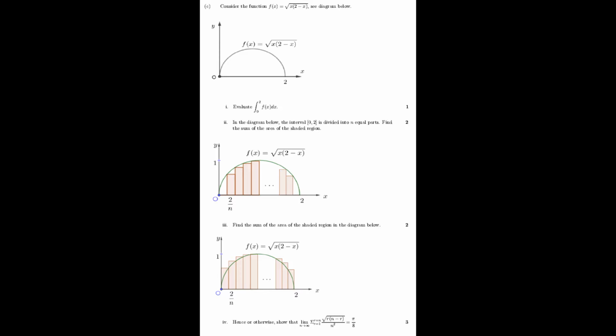In particular, have a look at the videos for part 2 because the techniques we use there are very similar to what we're going to need here. So here in part 3 we're told to find the sum of the area of the shaded region in the diagram below, and we have a diagram very similar to the one in part 2, with the key difference being that our rectangles now go outside of the curve, so they sit above the curve rather than below the curve. But apart from that, the approach we're going to use is virtually the same. So let's take a look.